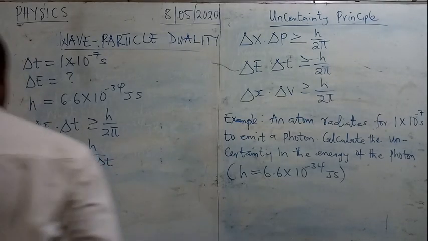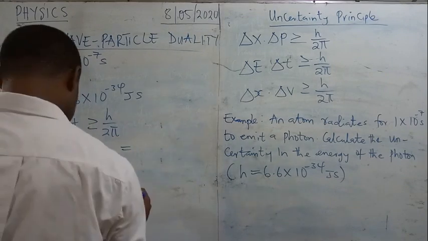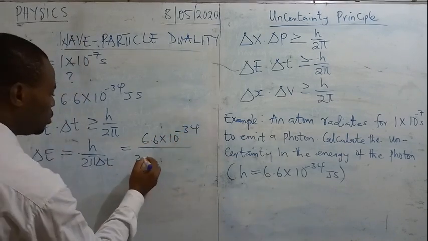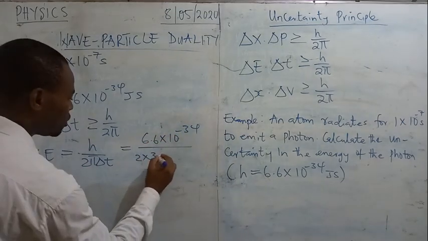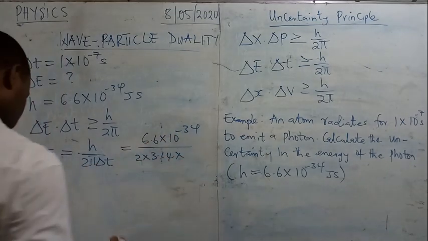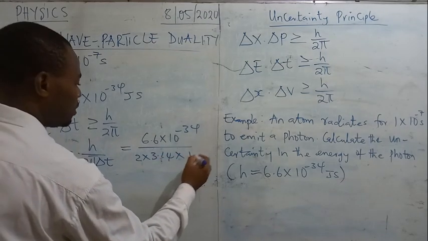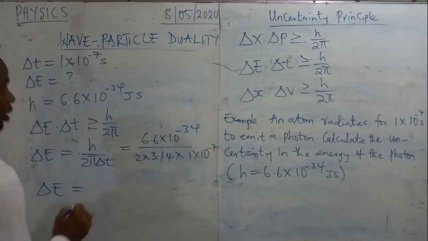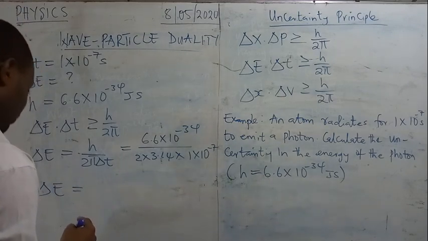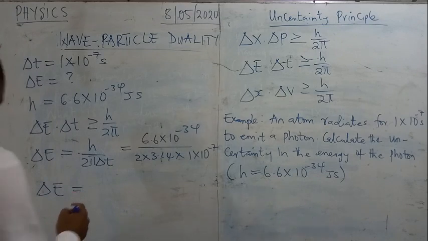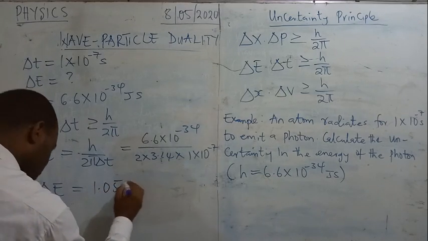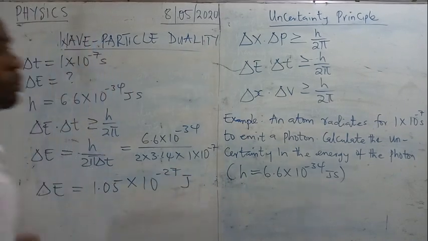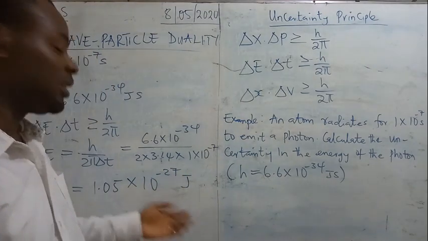Now let's substitute. We'll have 6.6 times 10 raised to power minus 34 divided by 2, knowing that the value of pi is 3.14, we use 3.14 multiplied by the uncertainty in time, which is 1 times 10 raised to power minus 7. If we do the summation and find the final answer with our calculator, we will have that the final answer is 1.05 multiplied by 10 raised to power minus 27 joules. So that's the final answer to the question.